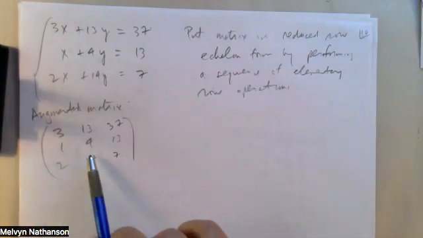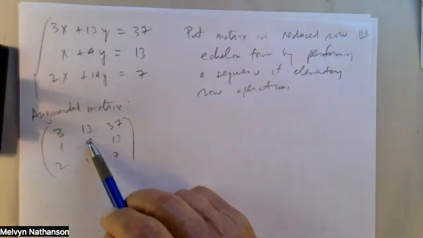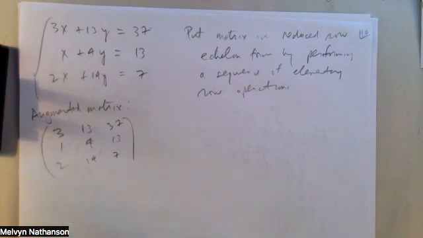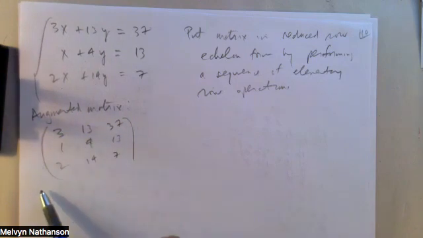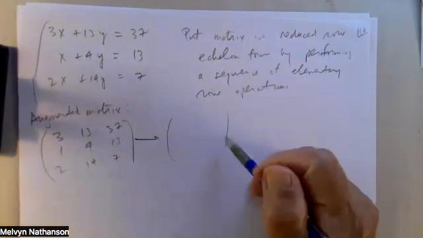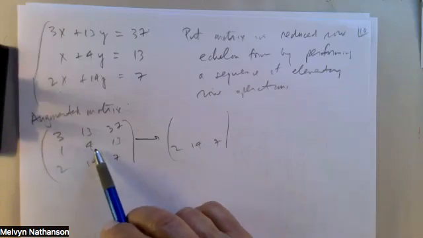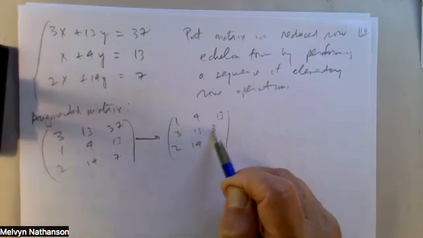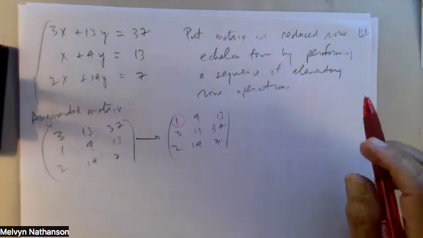So, for example, in this matrix, all the rows are non-zero, at least to start. I want the first number in the first row to be a 1. Now, I could multiply the first row by a third. That would give me a 1 here. But to avoid some fractions, it might be easier to just interchange the first 2 rows. So I'm not changing the third row. But if I interchange the first 2 rows, the second row, 1, 4, 13, becomes the first row. And the first row, 3, 13, 37, becomes the second row. So now the first non-zero number in the first row is a 1.